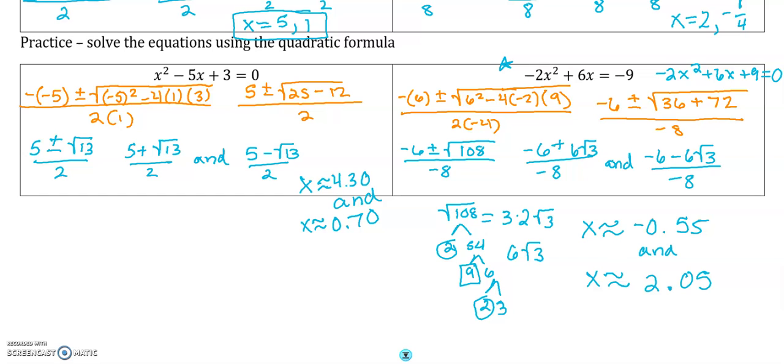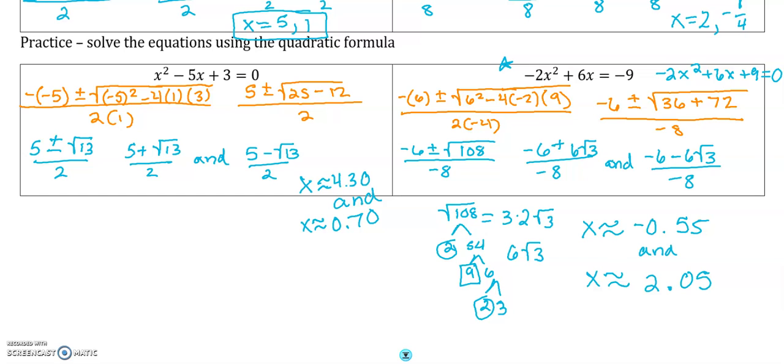For our first one, we ended up with the square root of 13 under the radical, which cannot be simplified, so we broke it into 5 plus radical 13 over 2, and 5 minus radical 13 over 2. We can get the approximate value by plugging all that into our calculator. We get x is approximately 4.30, and x is approximately 0.70.